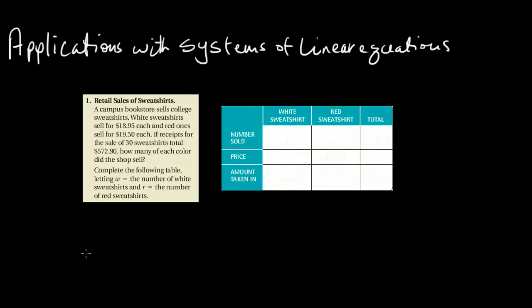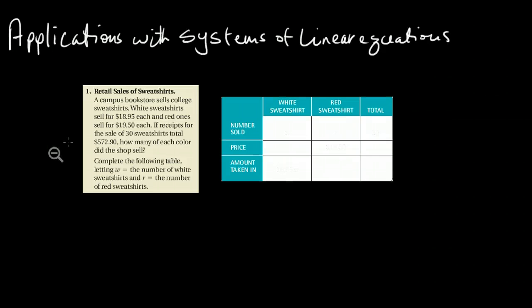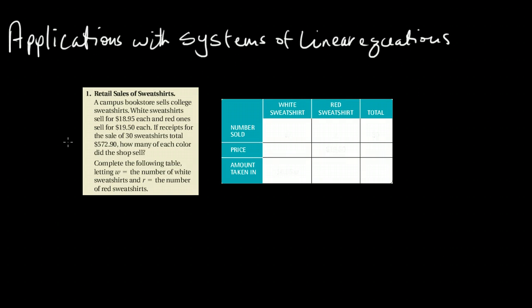What we have here is a graphic organizer for this information, and the question is asking us to complete the following table, letting W be the number of white shirts and R be the number of red shirts. So let's go ahead and do that. We're going to say that the number of shirts sold were W for the white shirts and R for the red shirts. Now the price was $18.95 each for the white.